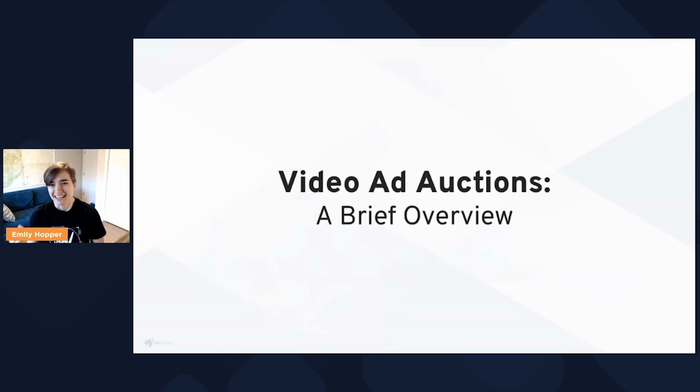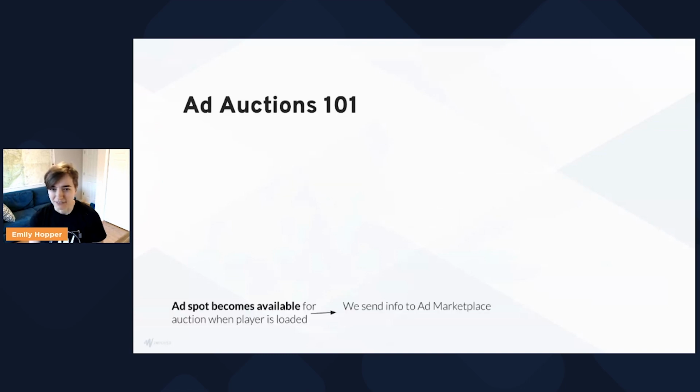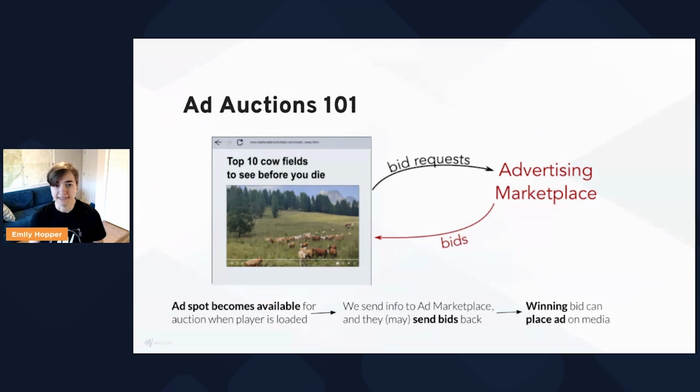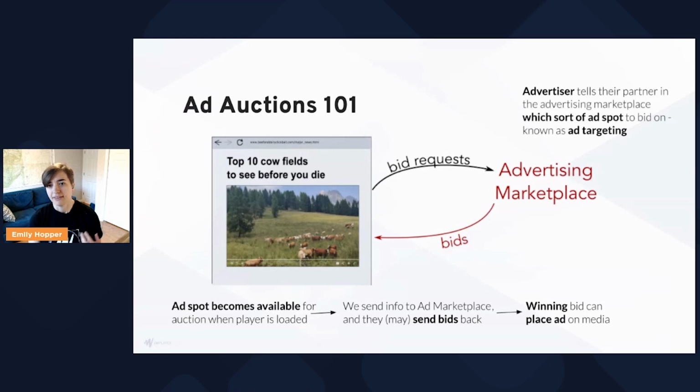In order to understand this, I'm afraid we'll have to understand a little bit about how video ad auctions work. I promise I will keep this brief. So first, our video loads on our page, and this means that we know an ad spot has become available. So we send out bid requests for this ad spot to the advertising marketplace. They will send bids back, and whichever bid wins can place an ad against this media. Now, the advertisers will have told their partners in the advertising marketplace which kind of ad spot they're actually interested in placing ads in. This is known as ad targeting, and it will inform which bids and for how much the advertising marketplace is making.